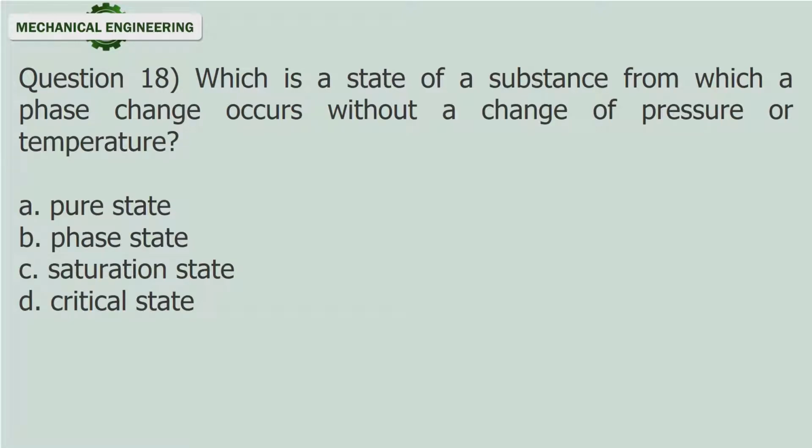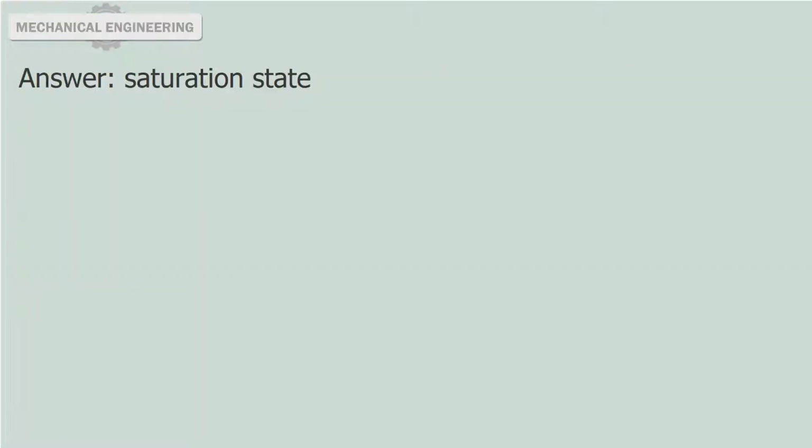Question 18. Which is a state of the substance from which a phase change occurs without a change of pressure or temperature? A. Pure state. B. Phase state. C. Saturation state. D. Critical state. Answer: saturation state.